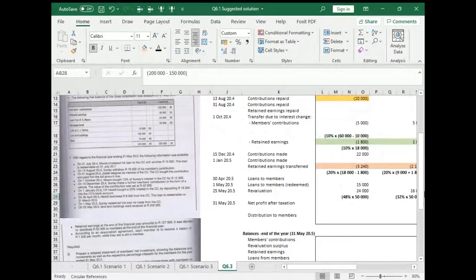Okay, so then they tell you in the question that the retained earnings at the end of the financial year amounted to 127,000. It was decided to distribute 52,000 to the members at the end of the financial year. Now, retained earnings would be after distributions have already been taken into account. When I distribute something, I am actually giving out money to the members.